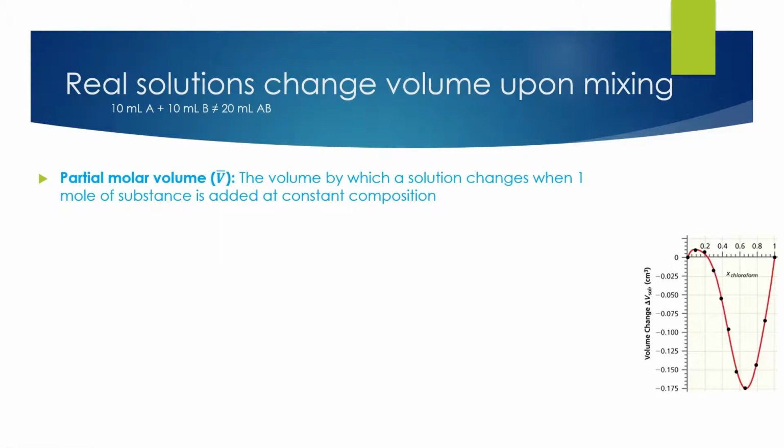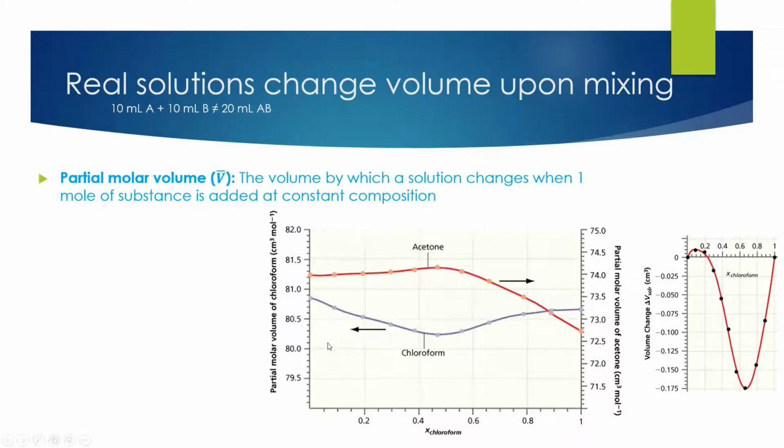This is the volume by which a solution changes when 1 mole of substance is added at constant composition. So we can see here for our acetone and chloroform mixture that the volume of acetone will change and the volume of chloroform will change as a function of the mole fraction. And we can describe this in exactly the same way as we've described the chemical potential.